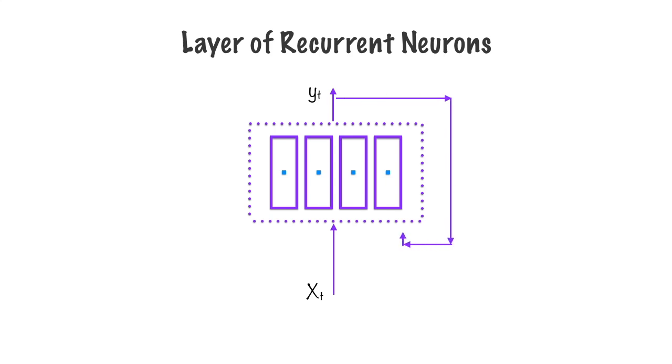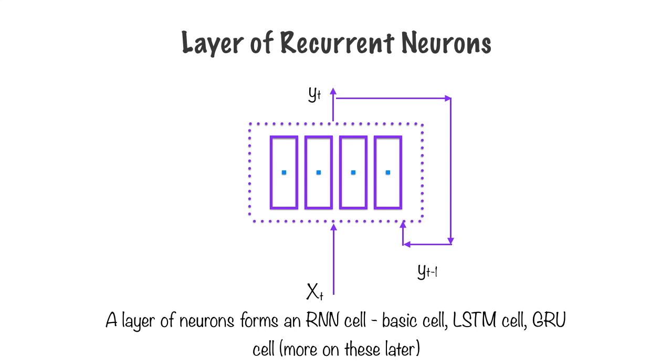You have the x of t input to this group of cells. The output is y of t, which is then fed back again to the input. So y of t minus 1 becomes the input to this group of cells at time instance t. This group of neurons, and there can be any number within this group, forms an RNN cell.